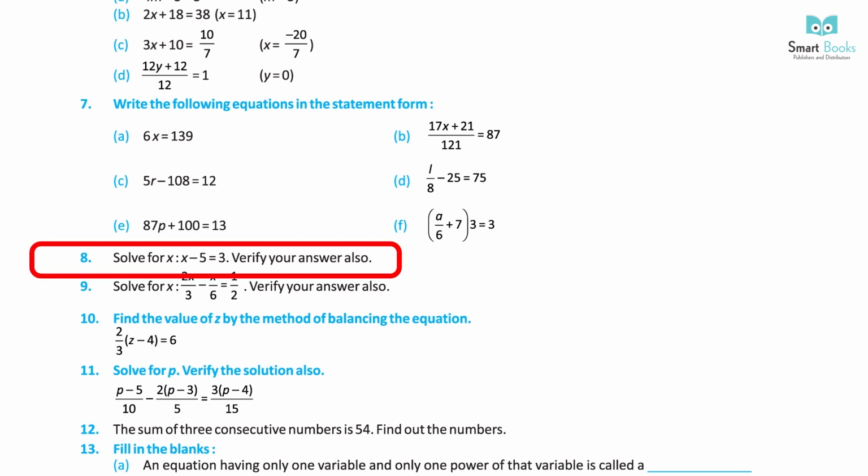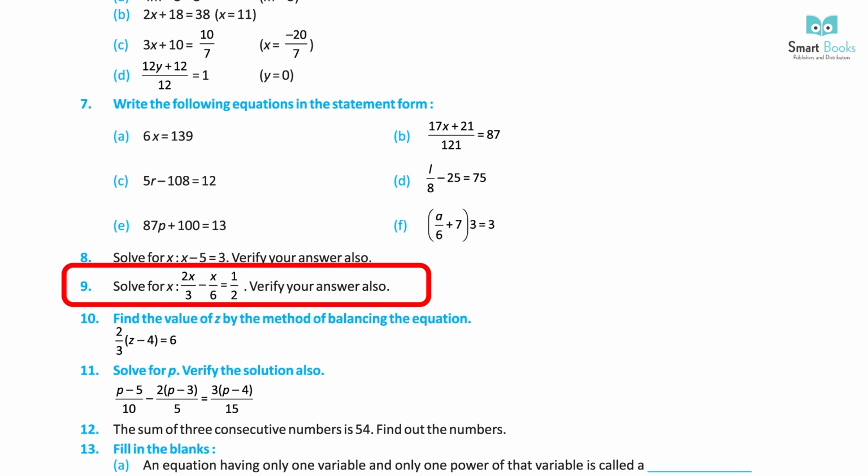Question 8. Solve for x. X minus 5 equals to 3. Verify your answers also. Solution: 8. Question 9. Solve for x. 2x upon 3 minus x upon 6 is equals to 1 upon 2. Verify your answer also. Solution: 1.